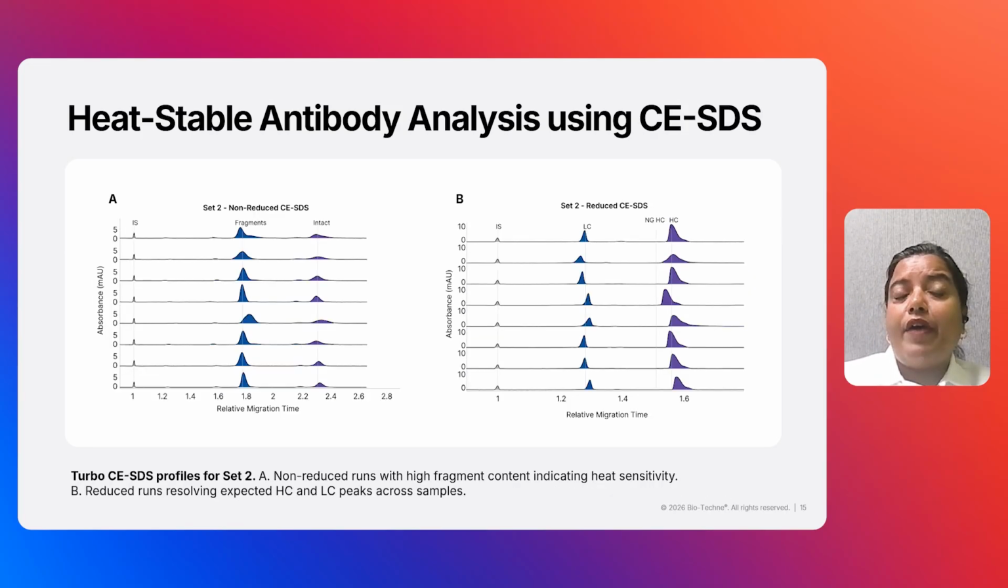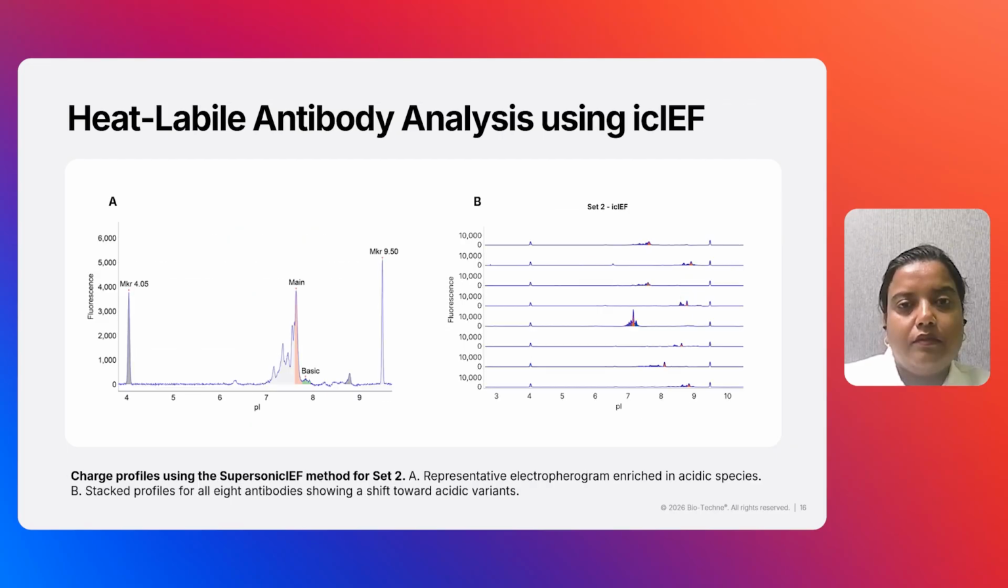The next set of antibody samples that were analyzed were found to be heat labile, which is evident by the high number of fragments detected with CE-SDS under the non-reduced conditions, as you can see in the figure on your left. Under the reduced conditions, the figure on the right, the expected low light chain and heavy chain peaks were detected for all the samples. This analysis was done using a Turbo CE-SDS cartridge.